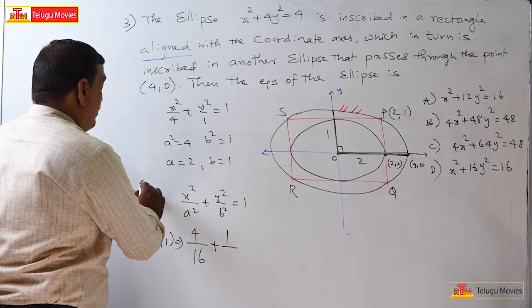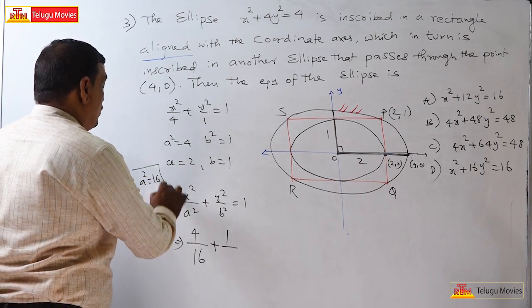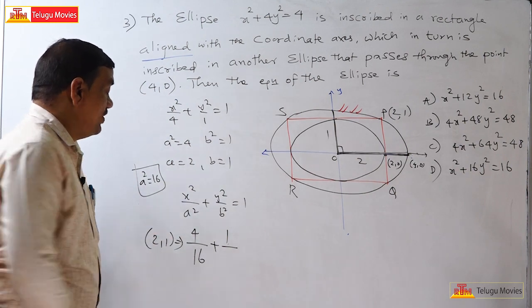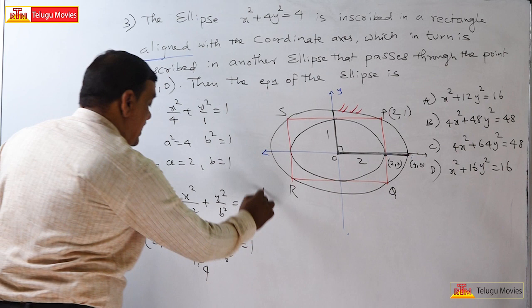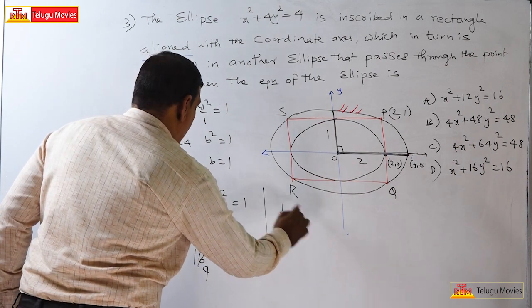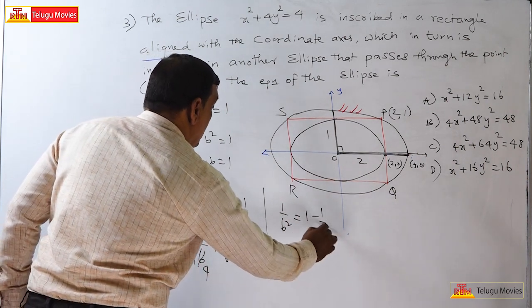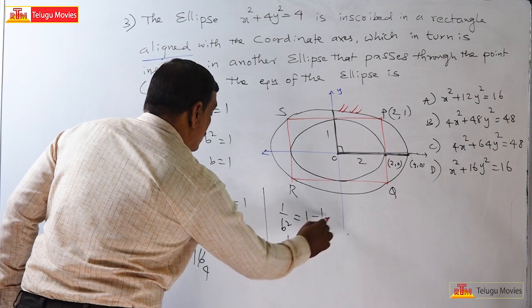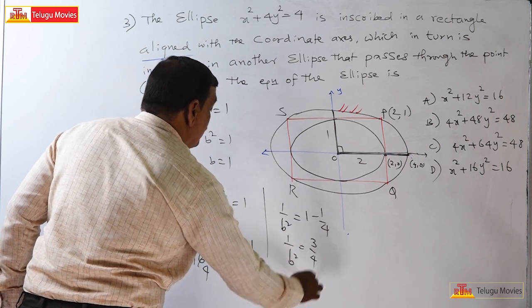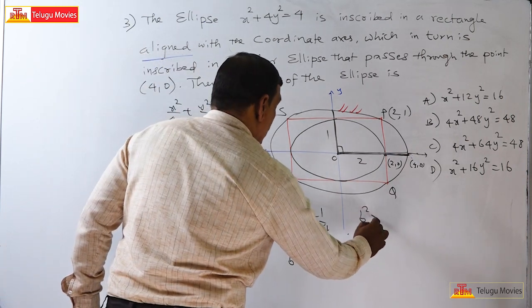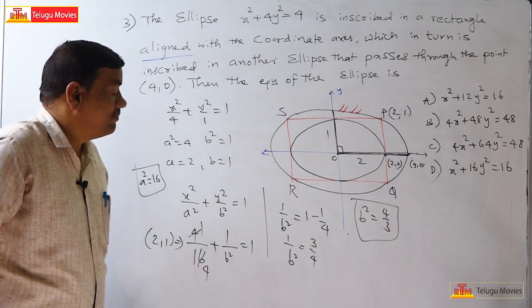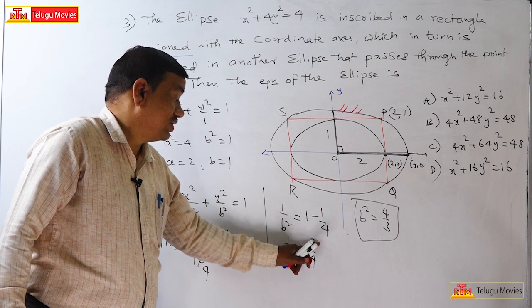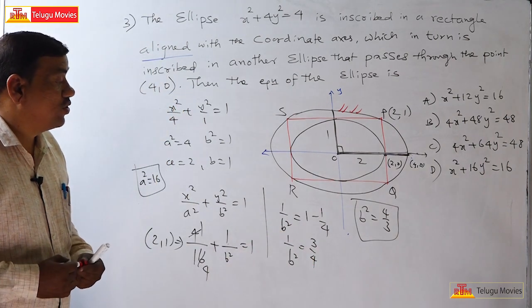Understand? Already we know that a square value is equal to 16. So we know this 4 by 16 plus 1 by b square is equal to 1. 4 fours are 16, so 1 by 4 plus 1 by b square is equal to 1. So 1 by b square is equal to 1 minus 1 by 4, which is 4 minus 1, 3 by 4. So b square is equal to 4 by 3.